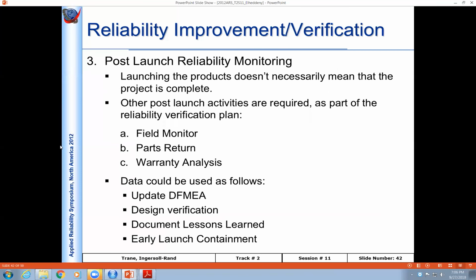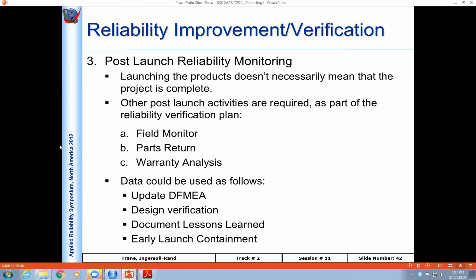So let's say we've done the testing, everything is good, we launched a product. Is that done? No, it's not. We have post-launch reliability activities and monitoring that we need to do to make sure that we really meet the reliability requirements. One thing is you test it in a hot chamber, or you test it in the lab condition. Another thing is you really put it in the field and see how much wear and tear it will actually see. I need to understand that. So we'll talk a little bit about field monitoring, parts return, warranty analysis.